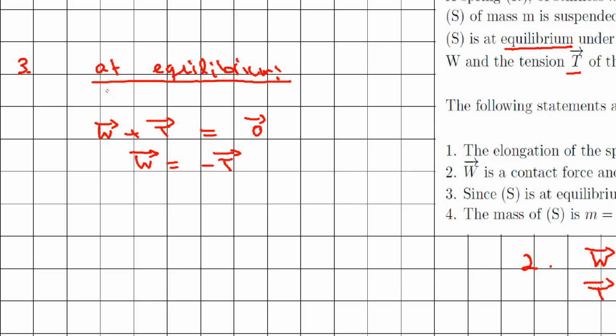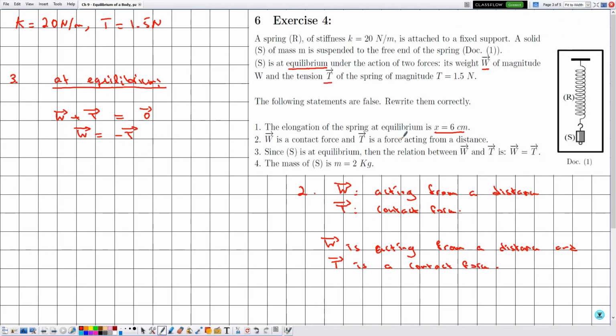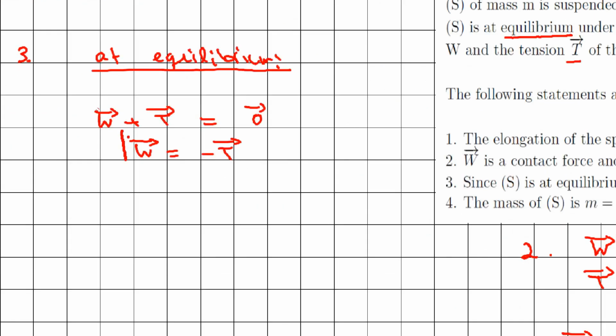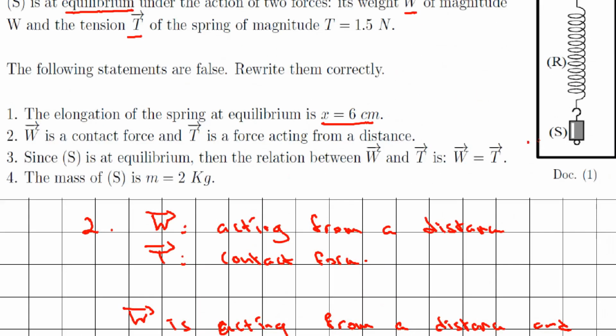So the first equation, let's recall, means that the effect of forces cancel each other to give us the zero vector, whereas the second equation means that both forces have the same line of action, opposite direction, and same magnitude. And if you compare this relation with the given one, you notice that here there is a missing minus sign.